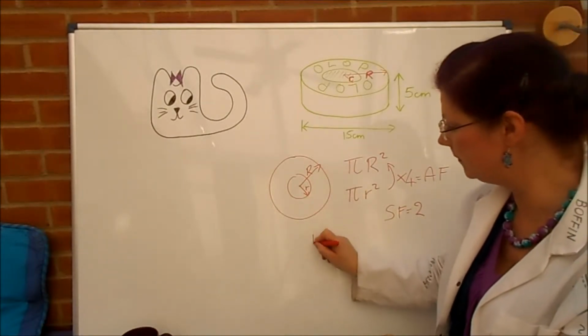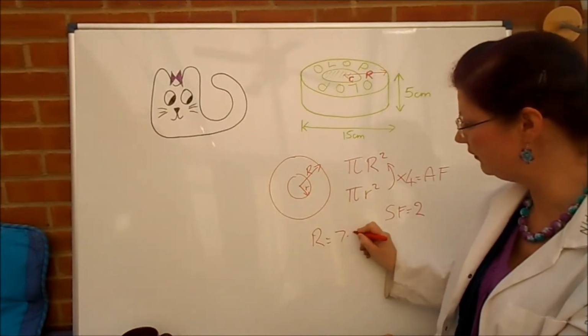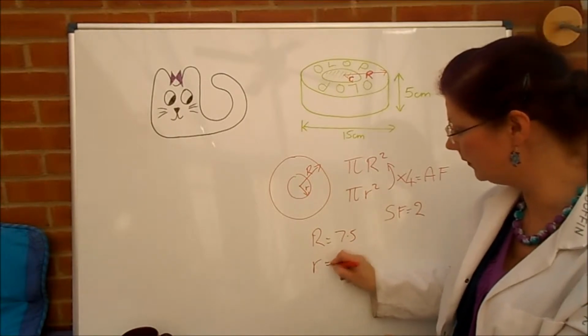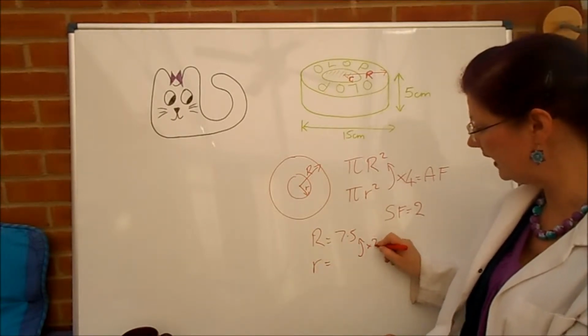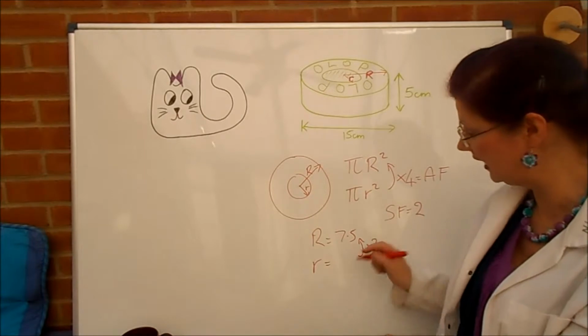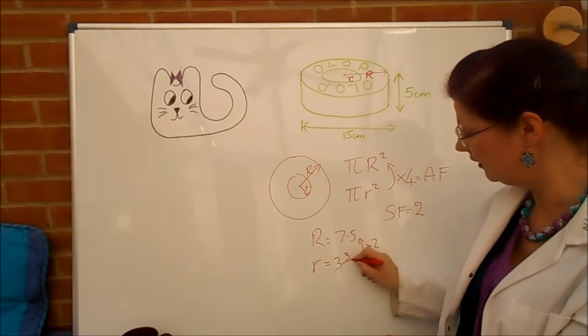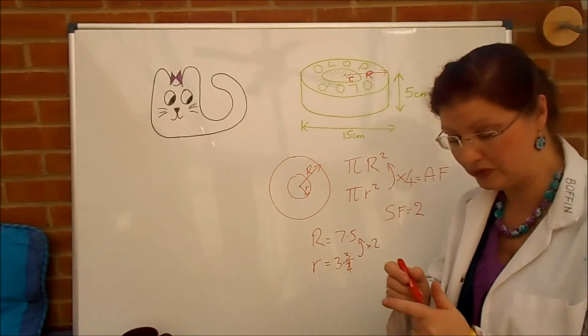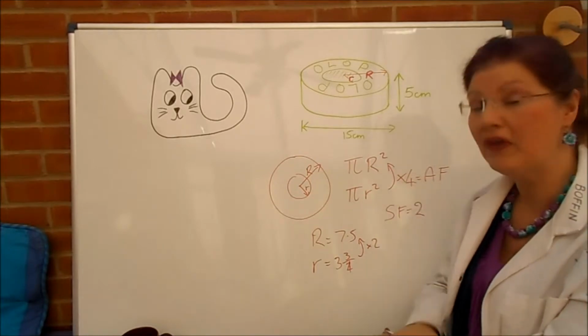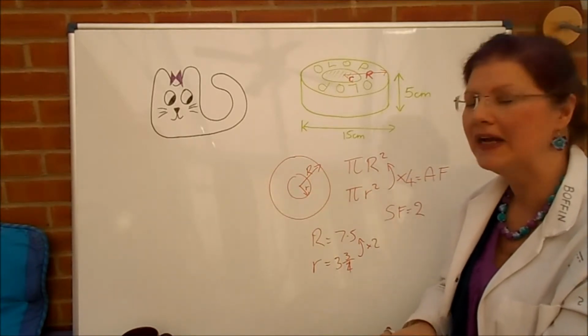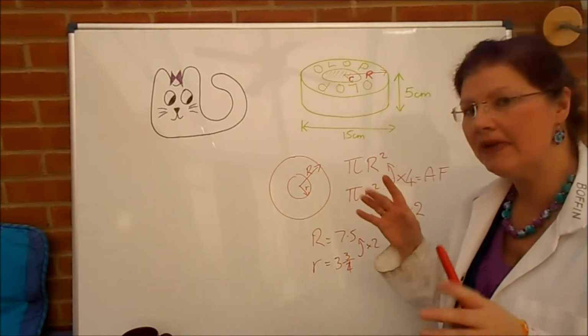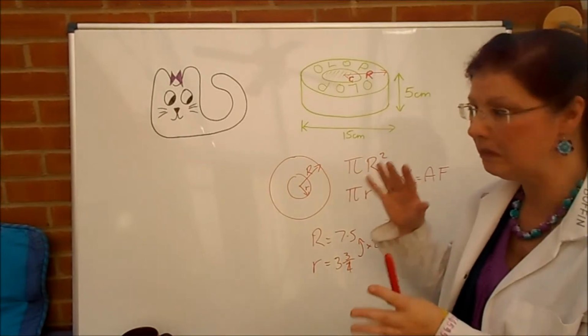So if the big one is 7.5, the little one is linked by a scale factor of 2, i.e. it's half of it. 3 3/4 or 3.75. Either of those methods is fine. Right, I'm now going to wipe down the board and we're going to come back with part B. Prepare for that kind of black thing.